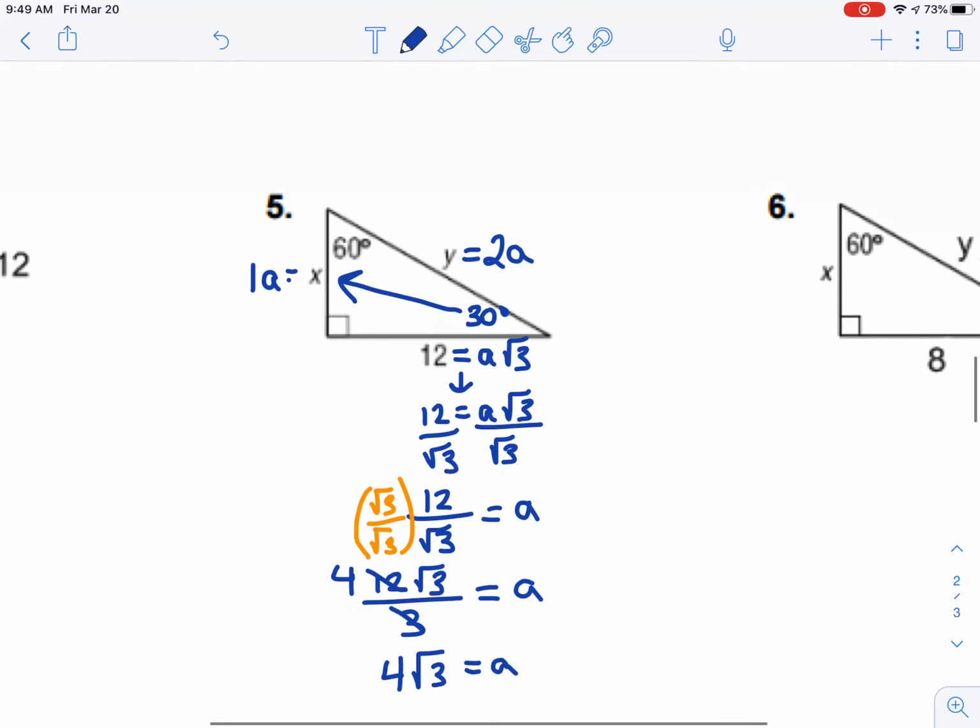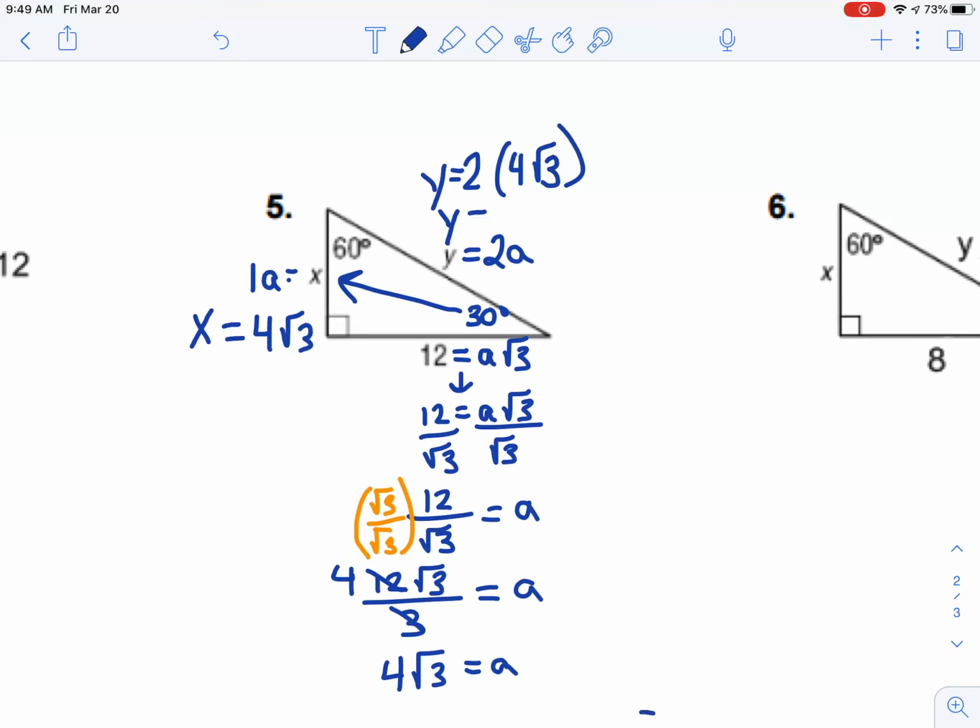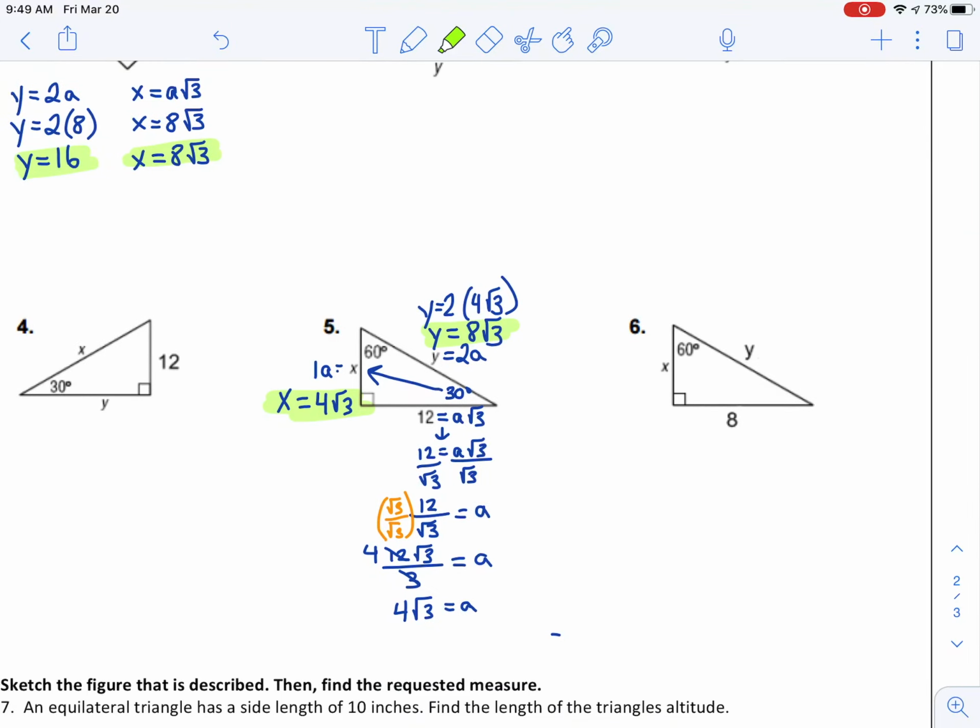Now, if x just equals 1A, x is going to equal 4 rad 3. And y will equal 2 times 4 rad 3. So y equals 8 rad 3. Sorry, I jumped all over the place there. You might have to watch that one a couple of times.